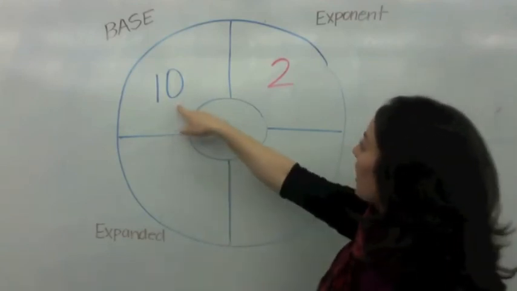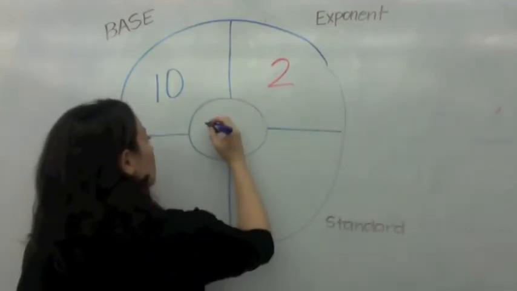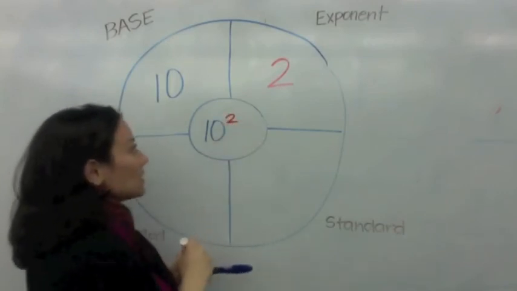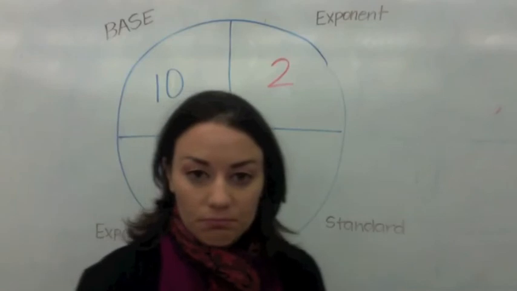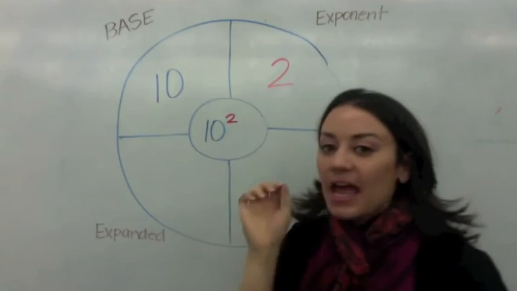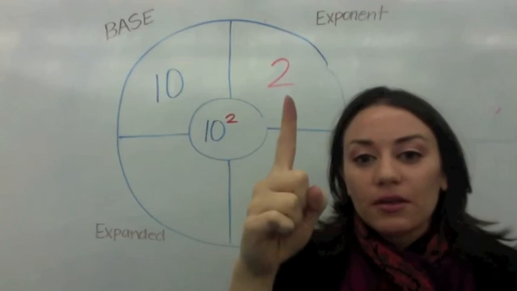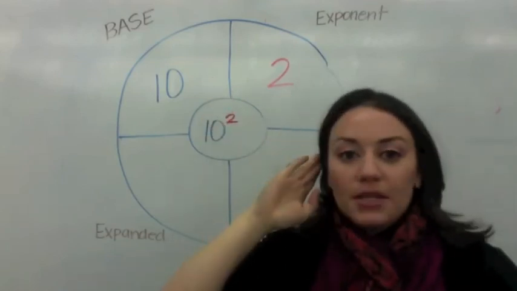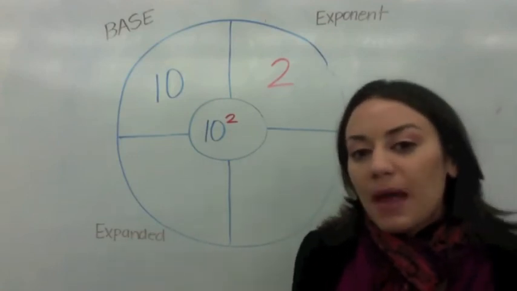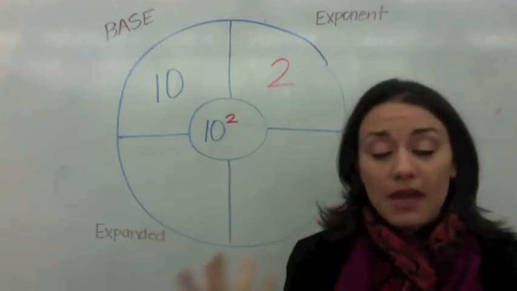So if the base is 10 and the exponent is 2, then that means we're really talking about 10 to the power of 2. Now there is something very special about 10. Whenever you have an exponent with the power of 10, you're going to put a 1 with this many zeros. So 10 to the power of 2 is 1 with how many zeros? 2 zeros. And this is why.